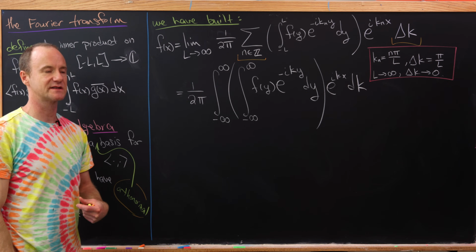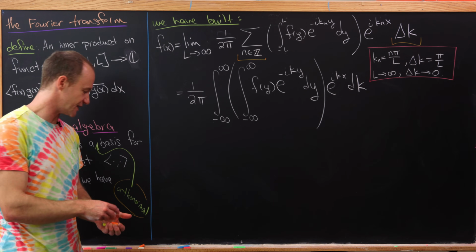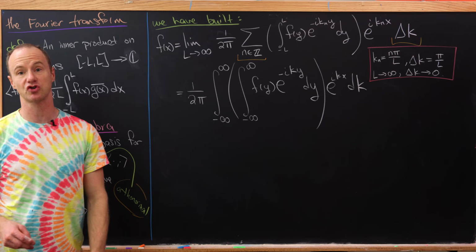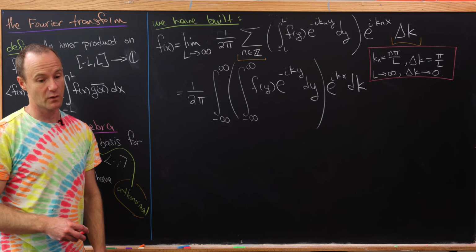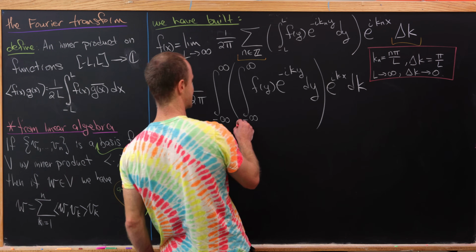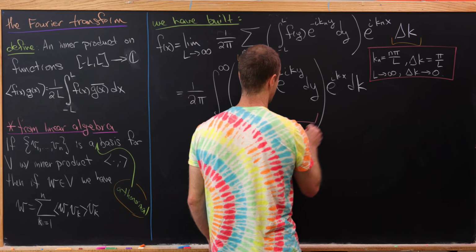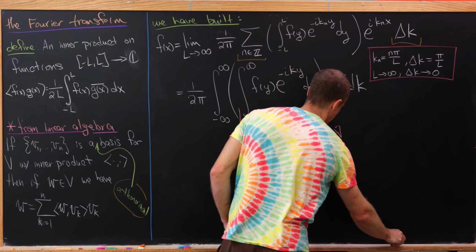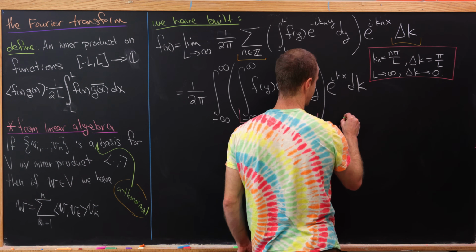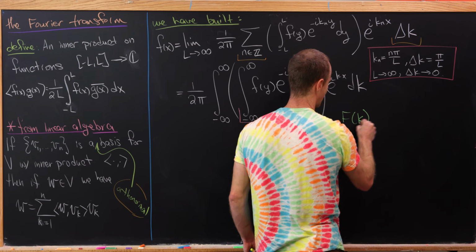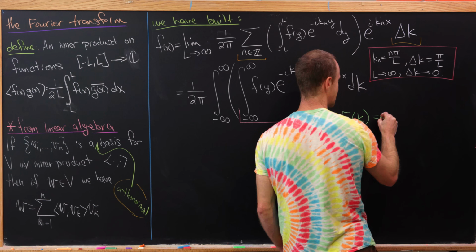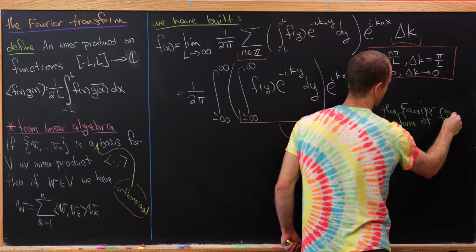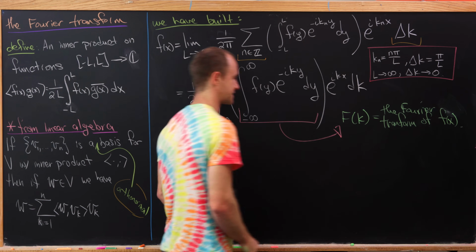And so for this limiting procedure of the Fourier series, we have gained what is traditionally called the Fourier transform. And well, what is it? Well, it's this thing right here that I'm underlining in pink. So this is known as the Fourier transform of little f. So we'll set this equal to capital F of k and say that this is equal to the Fourier transform of f of x.